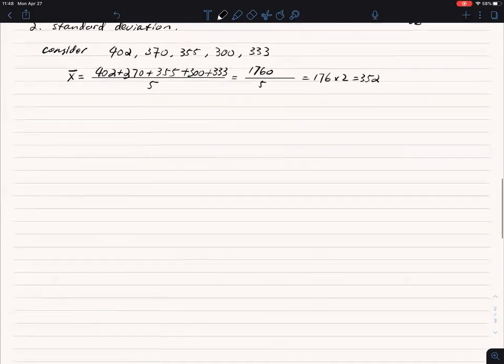Okay, then we're going to see, we remember the idea. We want to see how the data values spread about the mean. So the natural idea is, how about we compute the difference between each data value and the mean. If I look at each data value, column X, I will have 402, 370, 355, 300, 333. So let's make a table here.